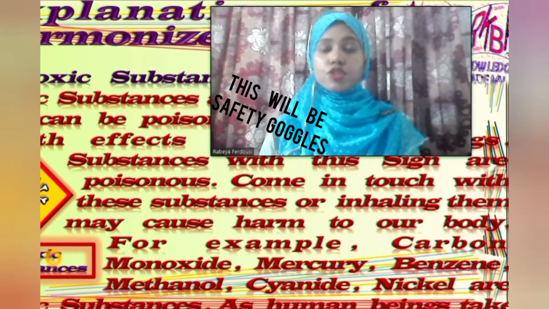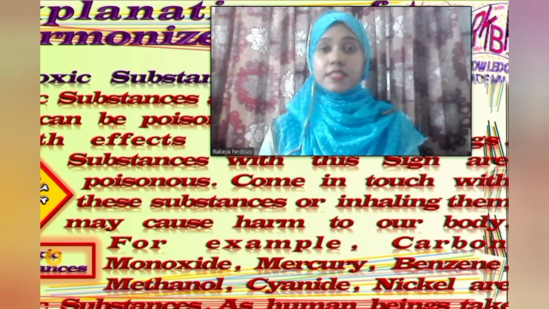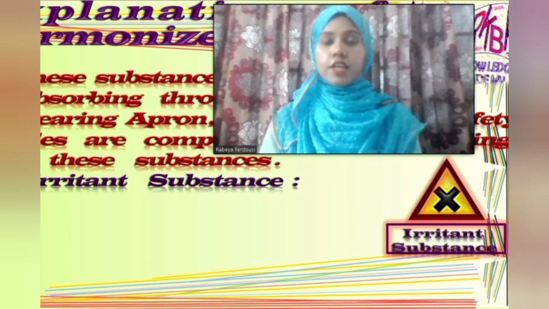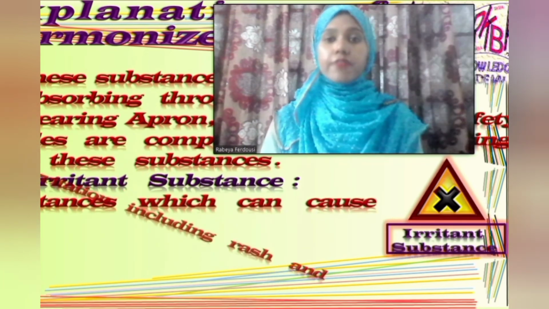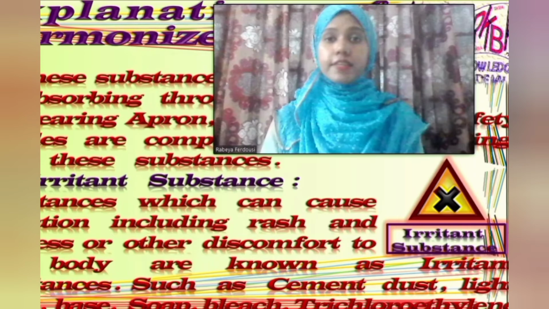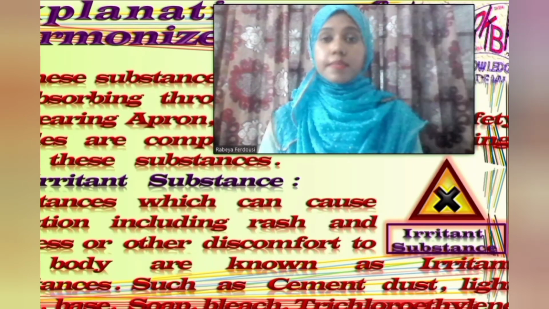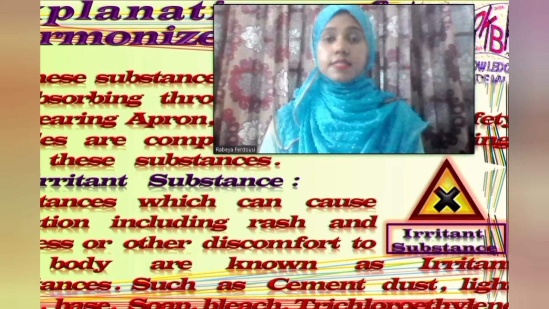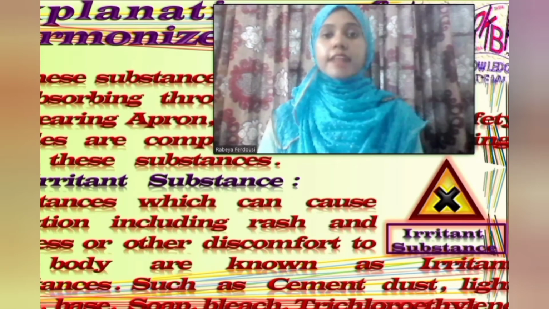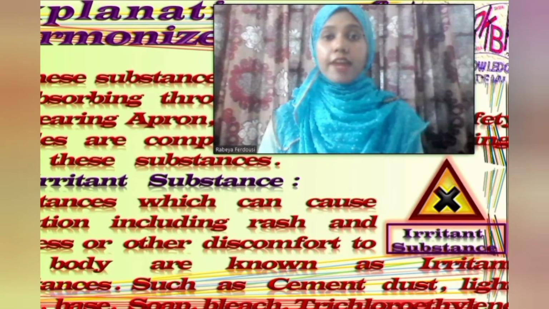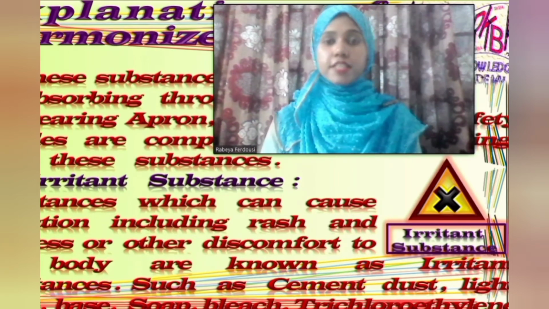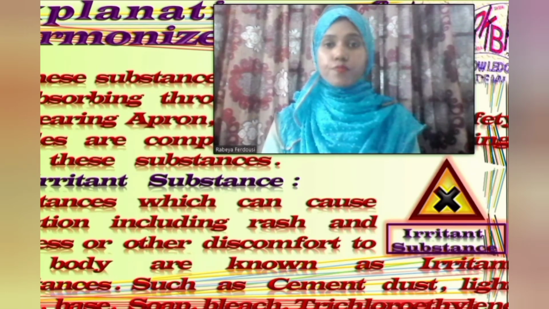Now we will know about the harmonized sign that is irritant substance. Substances which can cause irritation, including rash and redness or other discomfort to the body, are known as irritant substances, such as cement dust, acids, bases, soap, bleach, trichloroethylene, sugar, etc. are some examples of irritant substances. So anyone should take sufficient safety measures before working with these types of chemicals.